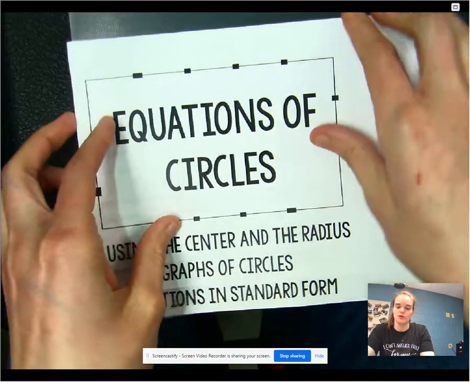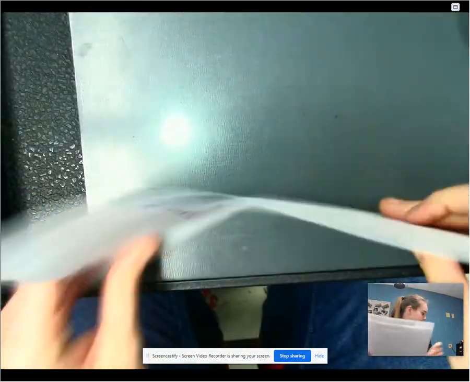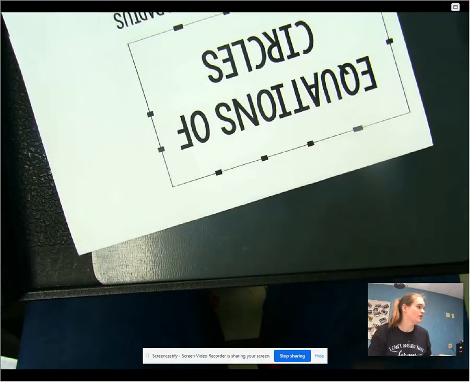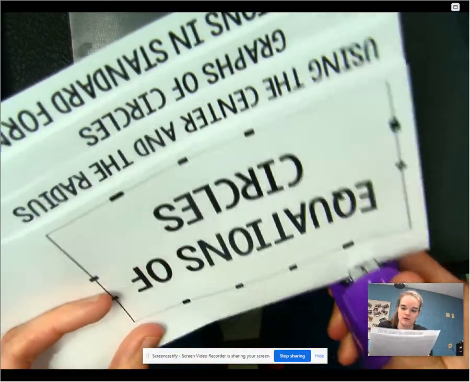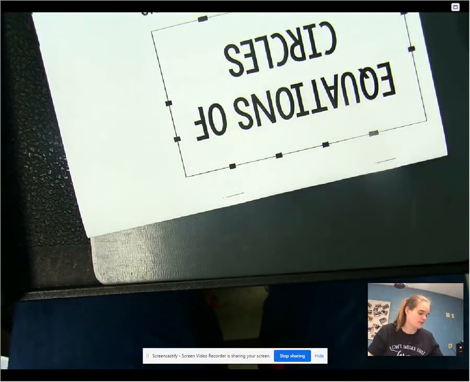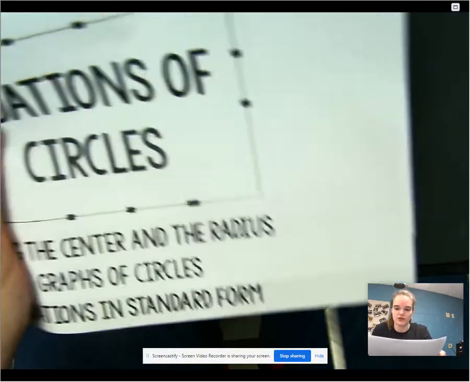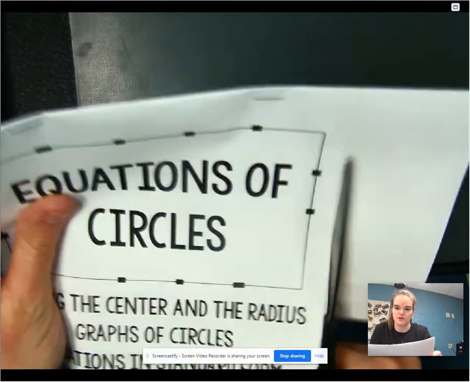Okay. We are going to staple it here at the top. Don't do too far down. And then we're going to cut this extra slice right here off.